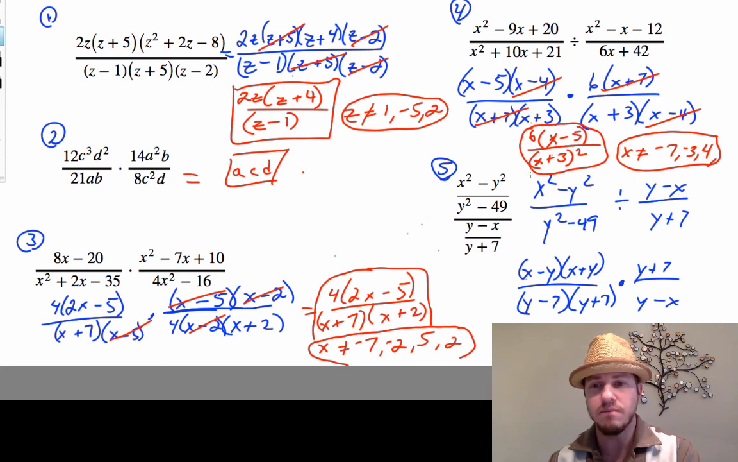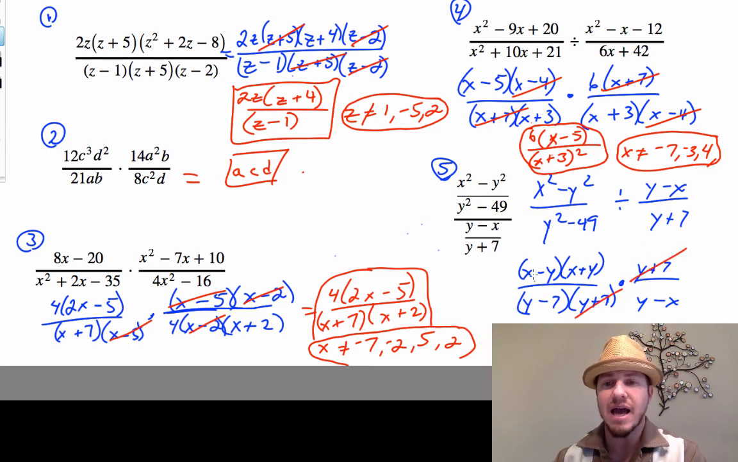For this last one, the x squared minus y squared is a difference of squares. It's x plus y times x minus y. My y plus 7's cancel out, and this x minus y can cancel out with this y minus x. What I need to first do is factor out a negative 1, and that makes this y a positive, makes this x a negative, and now I can cancel that out with this one, and I'm left with negative x plus y over y minus 7.